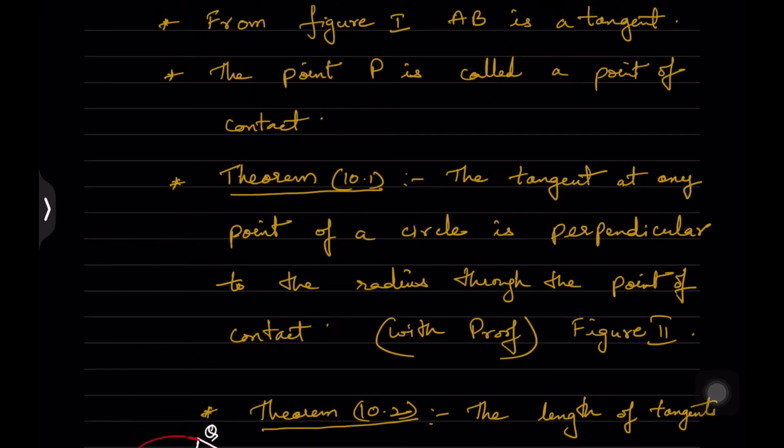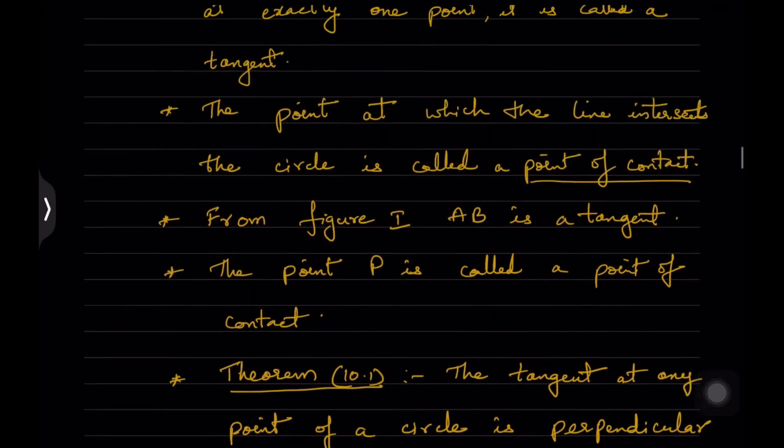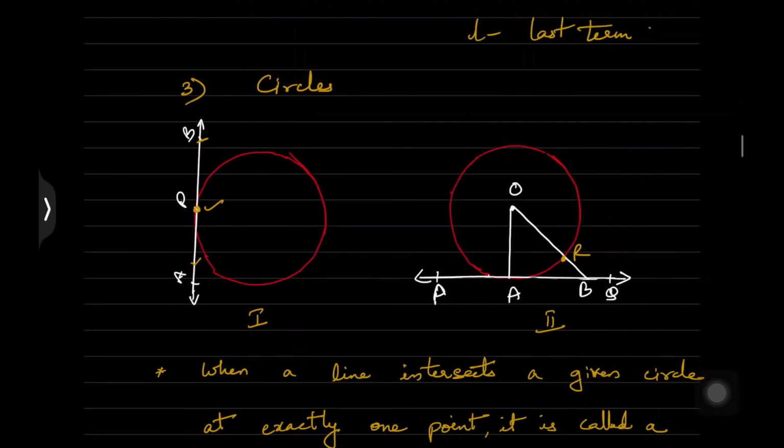Now you have two theorems which you have to remember, and they are very, very important. The first theorem is, the tangent at any point of a circle is perpendicular to the radius through the point of contact. Here is the figure for it, and you have the proof in my videos.